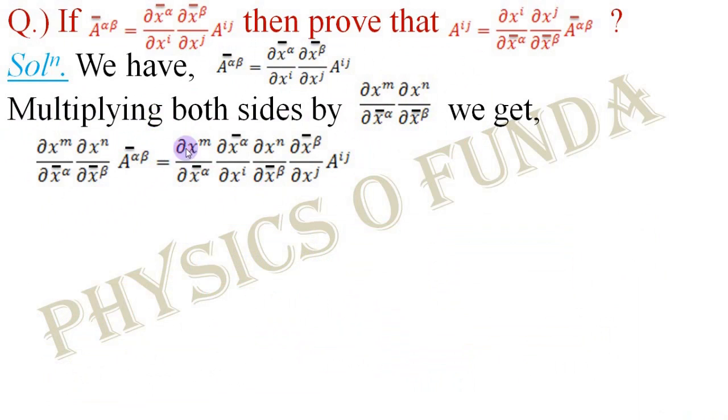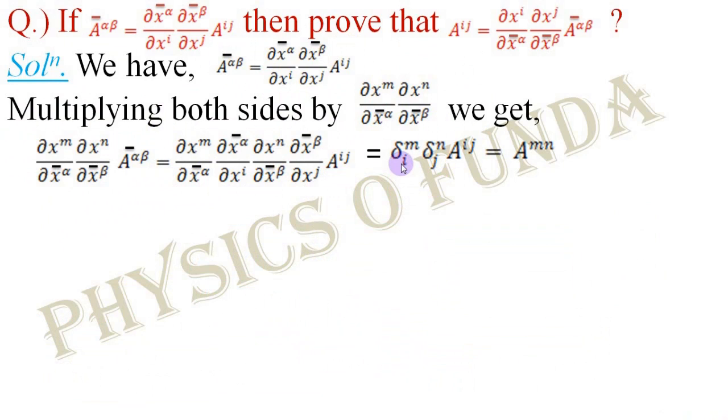What is that? ∂x^m/∂x̄^α multiplied by ∂x̄^α/∂x^i, already given in the right hand side; ∂x^n/∂x̄^β multiplied by ∂x̄^β/∂x^j, A^ij already given in the right hand side. The first two terms represent a Kronecker delta function δ^m_i. Similarly, the next two terms also represent another Kronecker delta function δ^n_j. In the first video of tensor analysis, we discussed how the Kronecker delta function can be represented in tensor form. We just follow the same notation here.